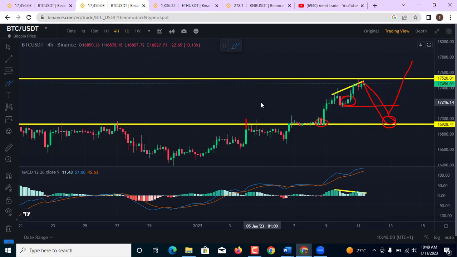So this is what I am paying attention to on the chart right now: the market to come back down in the form of a retracement.